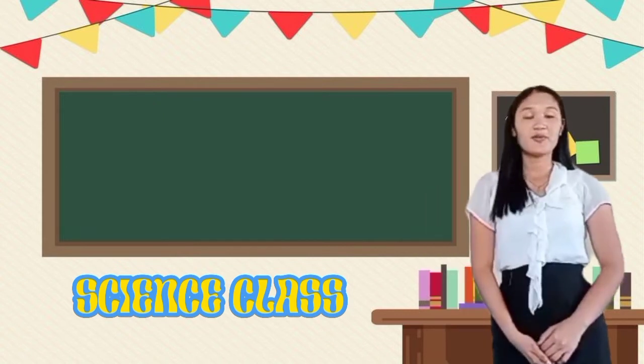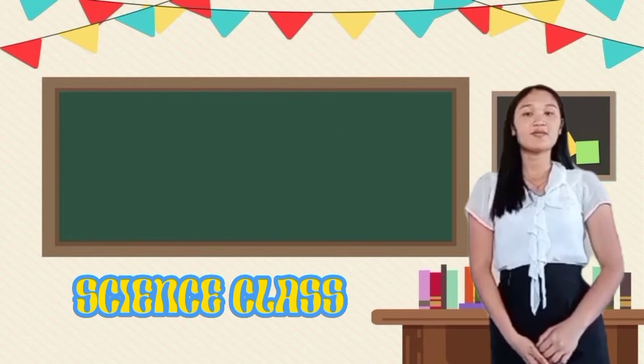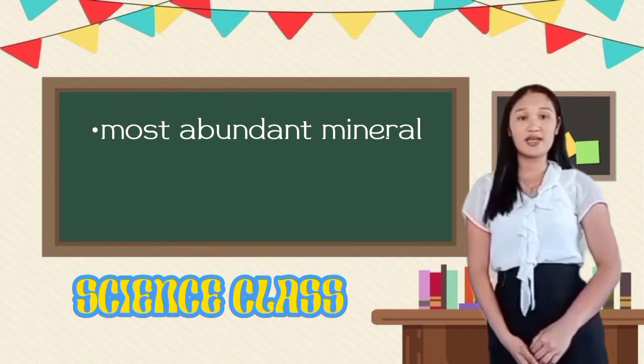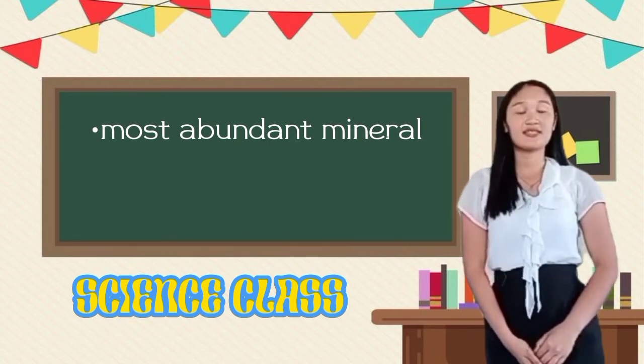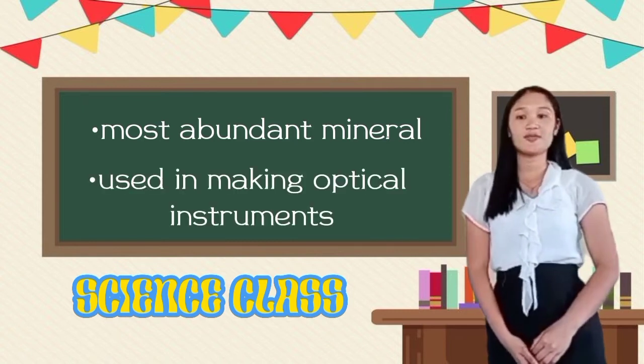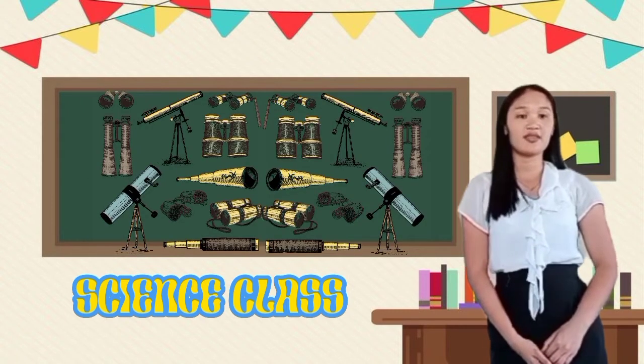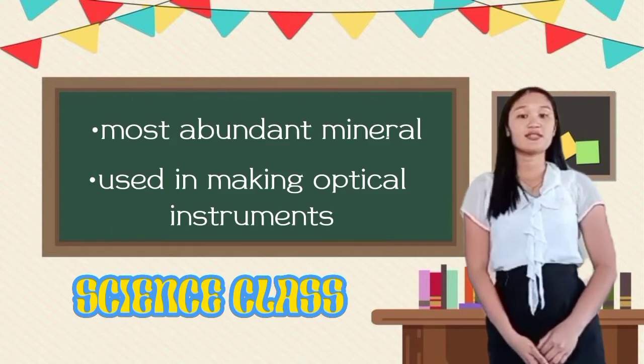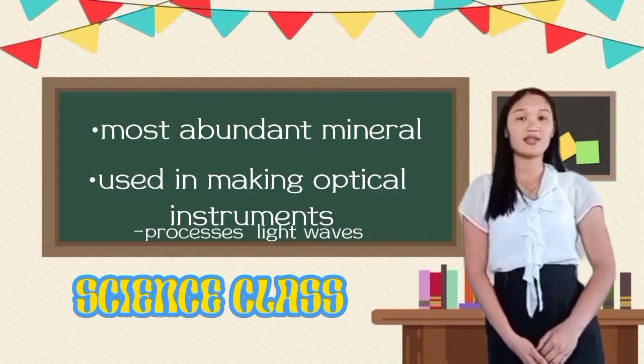So let's start with siliceous minerals. It is the most abundant mineral. When we say abundant, it means it is existing or occurring in large amount. This mineral is used in making optical instruments. An optical instrument is a device that processes light waves.